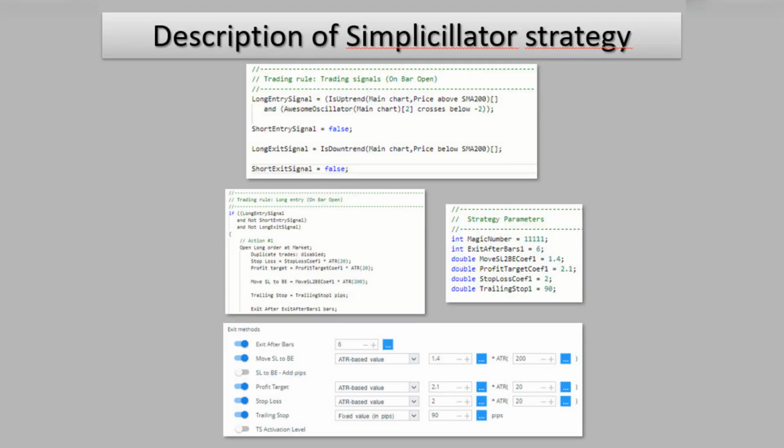The Simplicillator is a trend strategy trading only on the long side. It uses the simple moving average indicator with a period of 200 to define the trend and enters the trade when the price is above this moving average, but at the same time the awesome oscillator crosses below 2. The strategy obviously uses a stop loss and also has a defined profit target. The strategy is held in the trade for a maximum of 6 days, and during this time it actively works to protect capital by moving stop loss to break even and trailing stop.